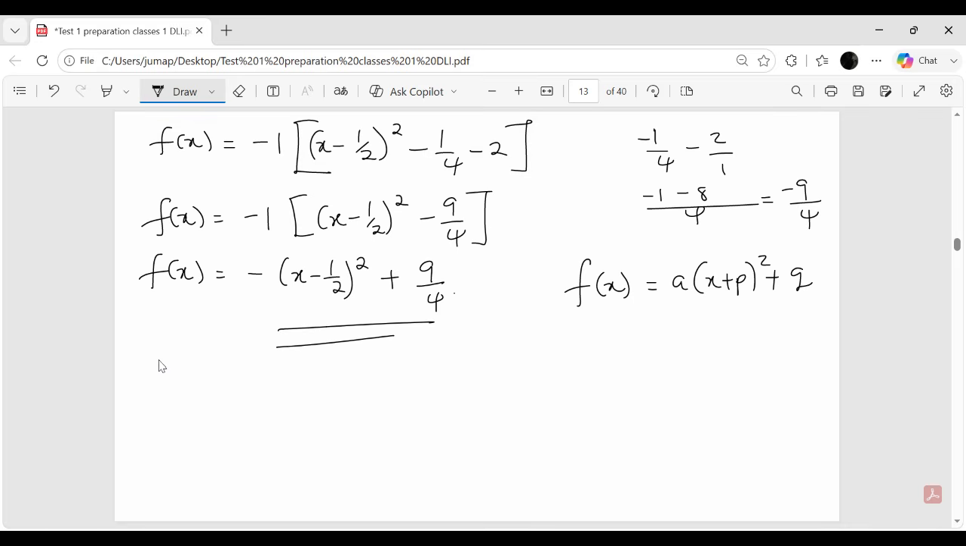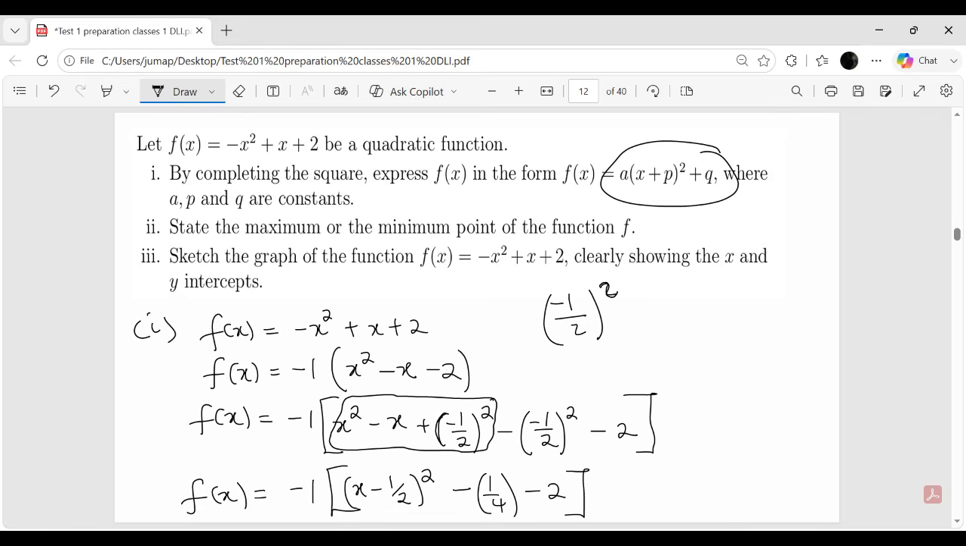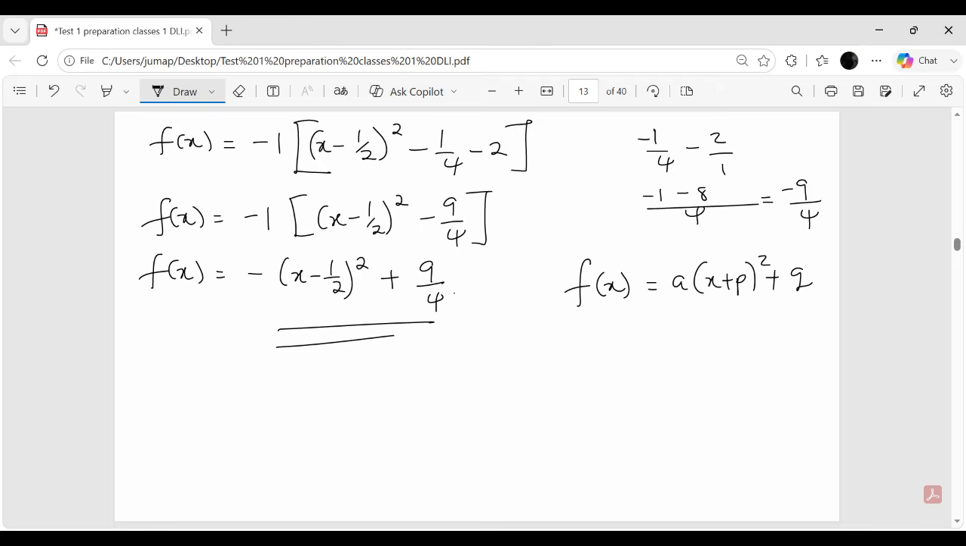I'm sure you can even get 5 marks for it. I think it's somewhere 4 or 5 marks. Then the next question is telling us to state the maximum and the minimum point of the function.